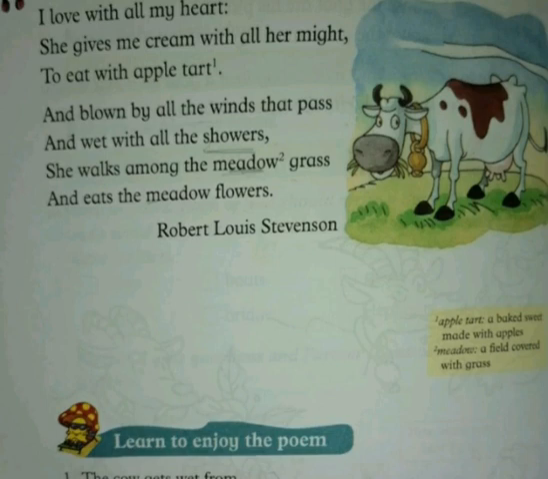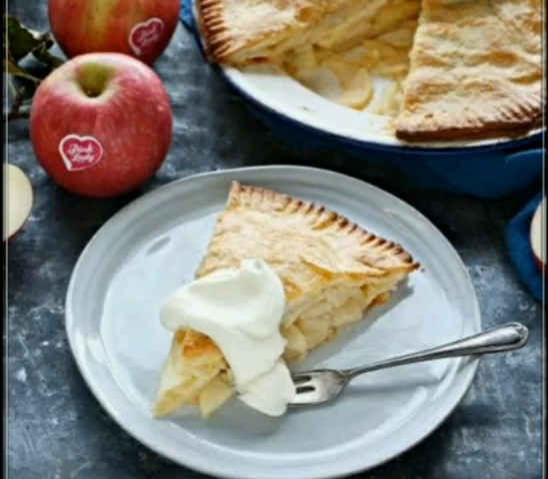The cow gives him the milk and he made the cream with the milk and he used that cream with the apple tart. Apple tart is a sweet dish that is mostly made by apples. Okay, I will show you the apple tart. This is the apple tart and this is a sweet dish, a baked sweet dish. This is made by a lot of apples. Okay, and the poet uses this apple tart with cream.